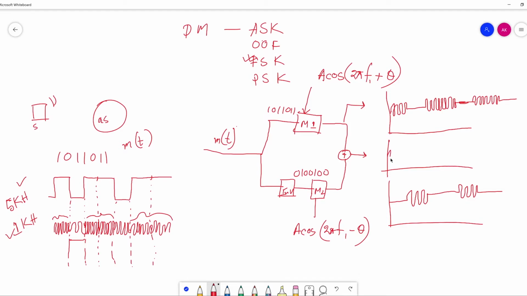So here is high frequency, then low, then high, then low, again high, then low. So that's how we actually do the modulation for FSK. Now we have to think about the demodulation part.